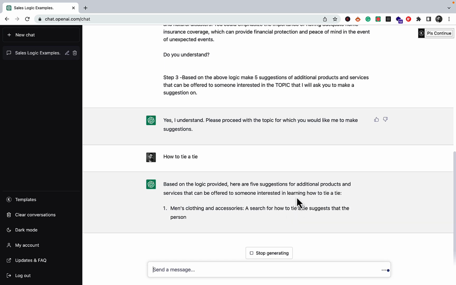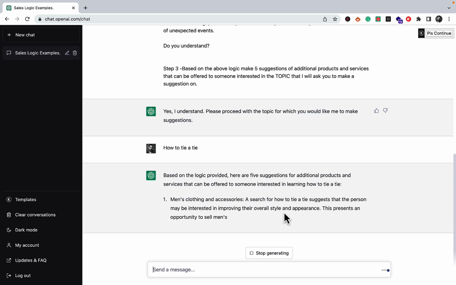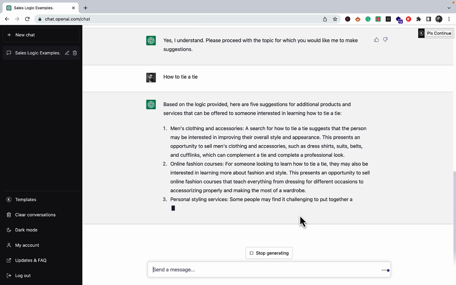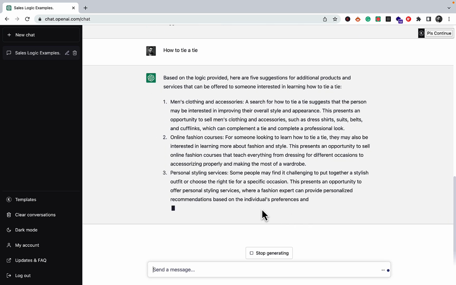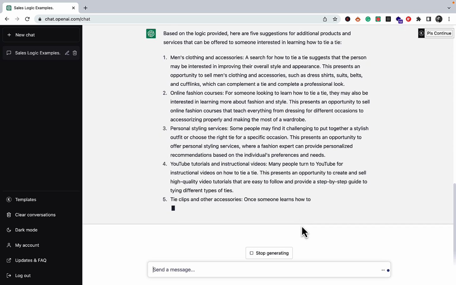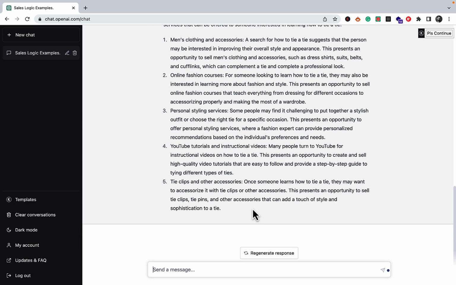Based on the logic provided, here are the five suggestions: men's clothing and accessories, online fashion courses, personal styling services, YouTube tutorials and instructional videos, and tie clips and other accessories. Accessories is mentioned two times, but the top one is in conjunction with men's clothing, and this is just about the tie clips.